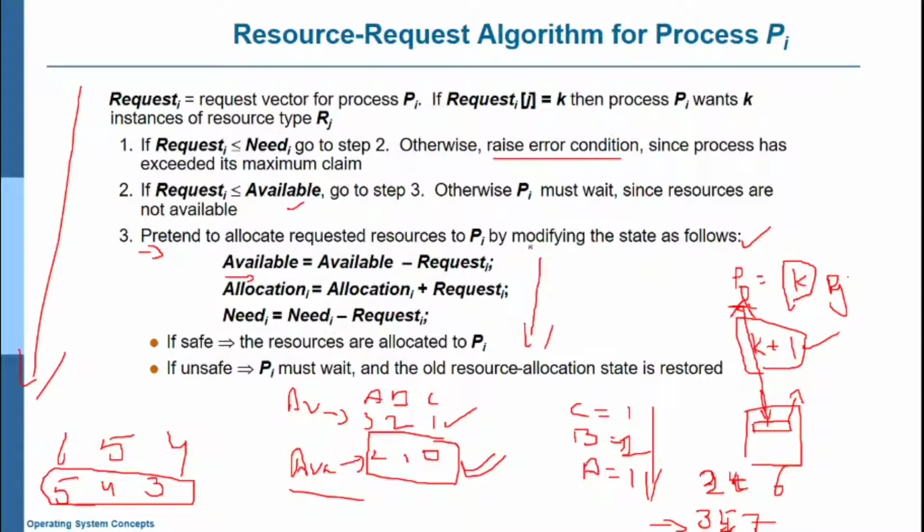When the request is satisfied, these are the changes that have to be done by the system. When the changes are done, the system will be in the safe state. The resources are allocated to Pi. If the system can allocate whatever resources are available in the resource type or in the pool to the requested P0, then it is safe.